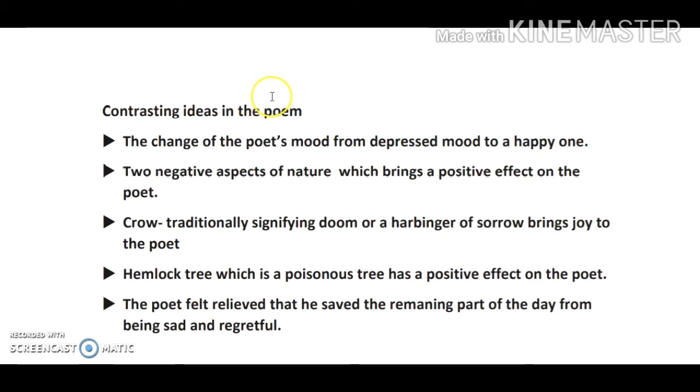Contrasting ideas in the poem: the change of the poet's mood from a depressed mood to a happy one. Negative aspects of nature bring a positive effect on the poet. The crow, traditionally signifying doom or a harbinger of sorrow, brings joy to the poet. The hemlock tree, which is a poisonous tree, has a positive effect on the poet. The poet felt relieved that he saved the remaining part of the day from being sad and regretful.